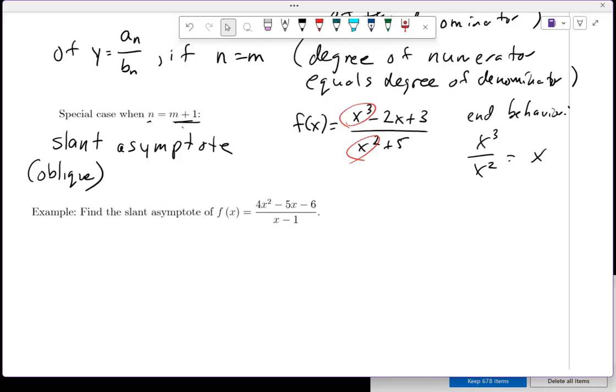Okay. Here's how you find them. This is why we studied it earlier in the chapter. We're going to do long division. I'm going to take my x minus 1, and I'm going to divide it into my 4x squared minus 5x minus 6.